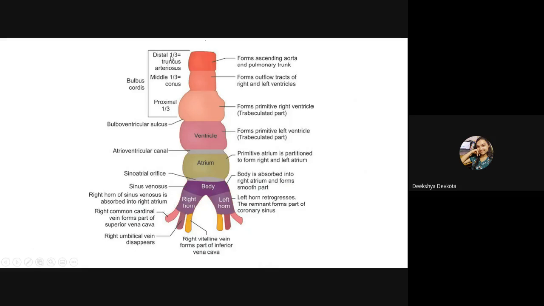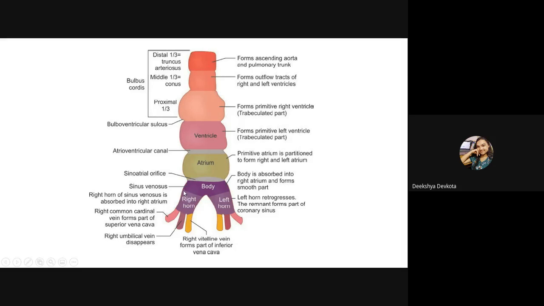The bulbus cordis and the primitive ventricle are separated from each other by the bulboventricular sulcus. But this sulcus doesn't appear at first; it appears only after the cardiac looping. So in this primitive heart, there is only a ridge, the bulboventricular ridge. The primitive ventricle gives rise to the rough part of the left ventricle and some part of the right ventricle as well. The ventricle and atrium are connected by the atrioventricular canal. And the primitive atrium is partitioned to form right and left atrium, only the rough part.